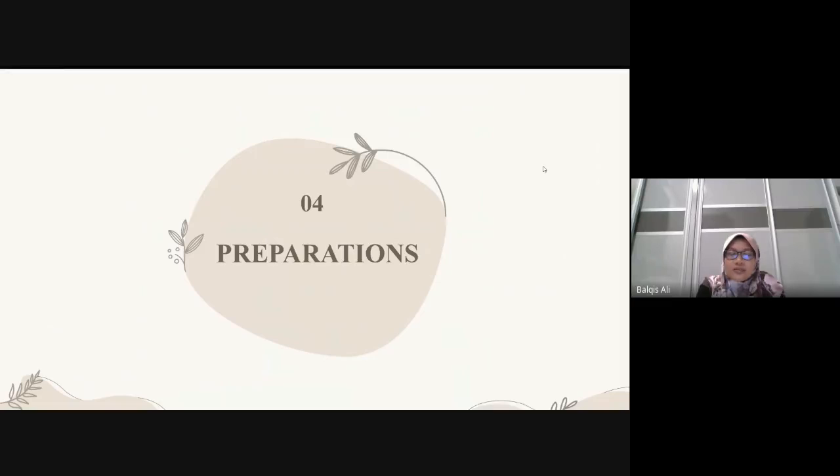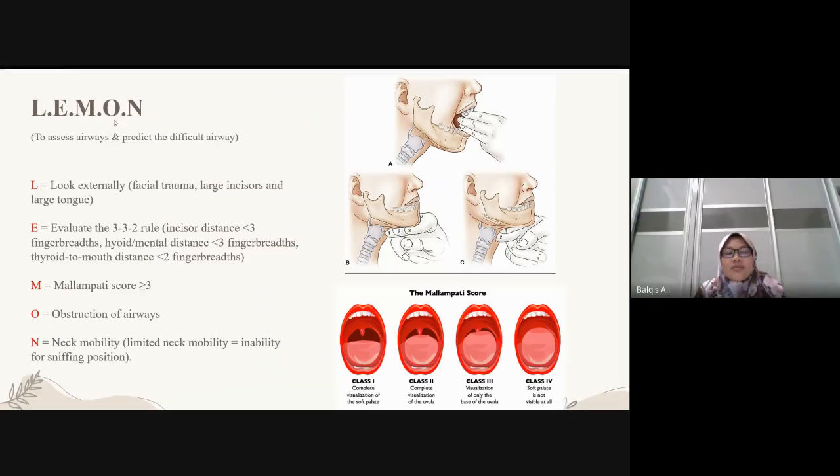We use LEMON mnemonic. LEMON is to assess the airways and predict the difficulty in intubation. So L is look externally, either there is abnormal facial shape, facial trauma, or large incisors. So E is evaluate the 3-3-2 rules.